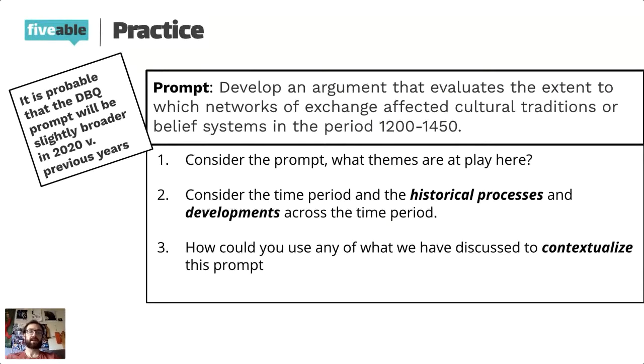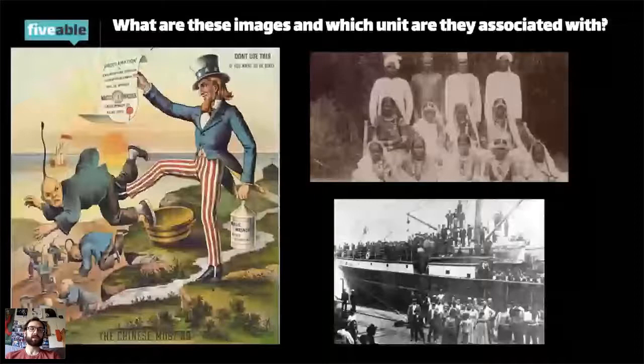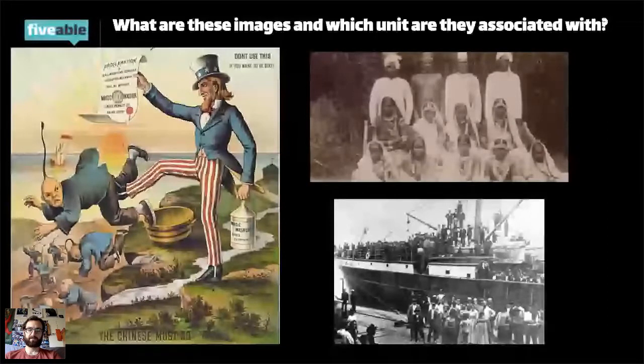So last time, these images, what are they associated with? Which units do we find these images in? Unit 6, yeah. A lot of Unit 6. These are pretty much all Unit 6 images. Chinese Exclusion Act. Yeah, that picture on the left is pretty much the Chinese Exclusion Act in a nutshell.